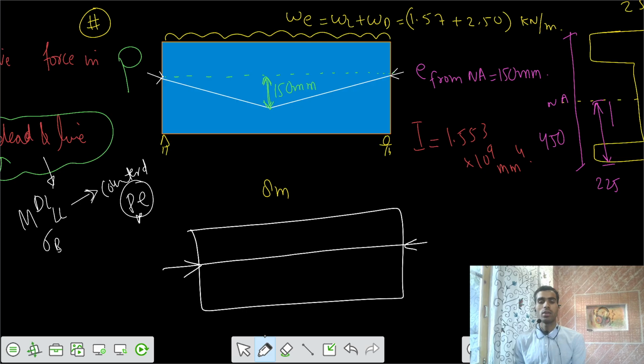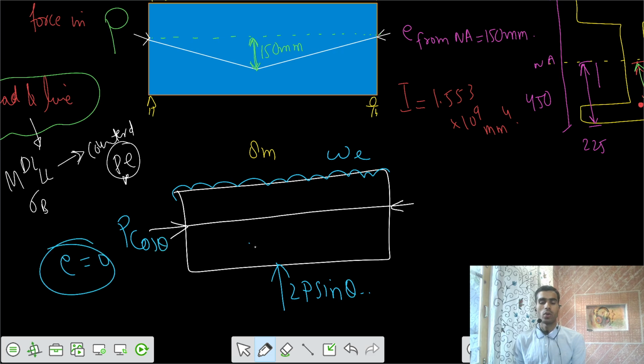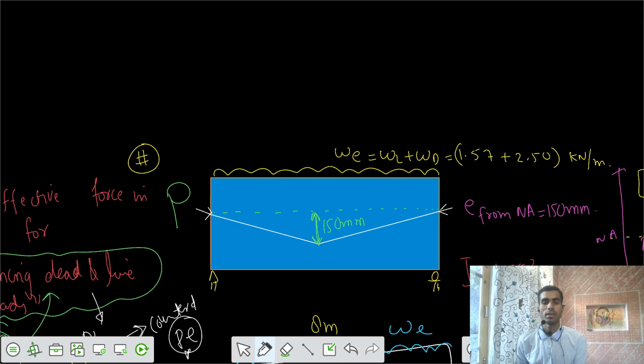I can have a straight tendon, and there is some balancing load of 2P sine theta at this point. So this is your final diagram for the problem. There is some external load, and we have this cable force P cos theta, and eccentricity is 0 throughout the length. There is a balancing load of 2P sine theta for this cable. Sine theta is almost equal to tan theta, so you can check that also. So 2P tan theta we can write here, and from this triangle you can calculate tan theta.